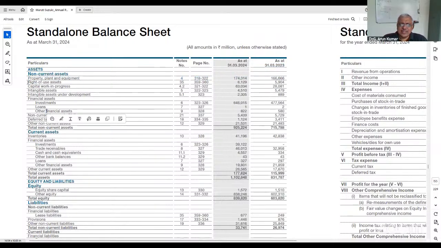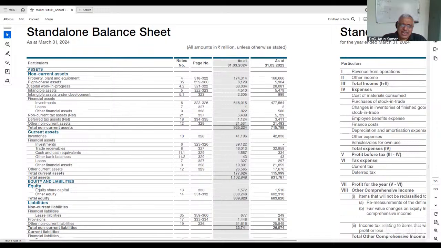So like this, right to use assets. Again, I can look at schedule number 35. What is the right to use? I don't own the asset, but I have a right to use. I have taken a 99-year lease on that particular asset, so I have the right to use it. Again, what are the details? I can go to schedule number 35 and get the details.